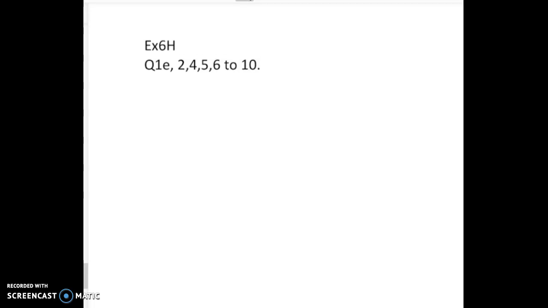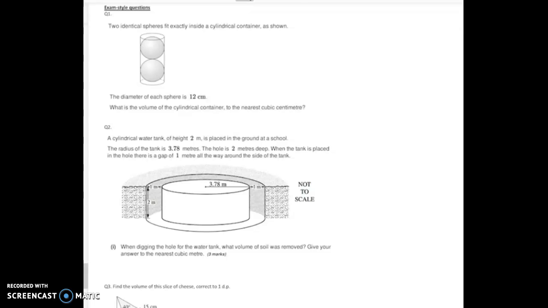Now, the exercises for today is from exercise 6H. These are the questions I would like you to attempt. Okay, you need to show your working out and show me that you have marked your work before you upload it onto Google Classroom. Now, tomorrow we're going to have a look at solving some exam style questions. I'll post some of the questions up on Google Classroom if you would like to attempt it on your own before our lesson tomorrow.